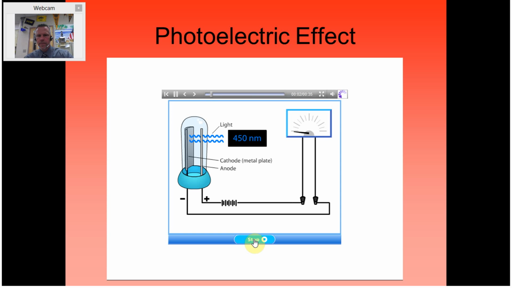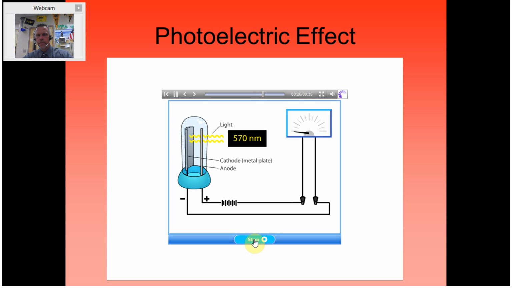When light strikes a metal surface, electrons may be ejected. This process is called the photoelectric effect. Each metal has a characteristic energy level. If the incoming light is below this level, no electrons will be ejected. For example, this red light is not sufficiently energetic to eject electrons from cesium metal.